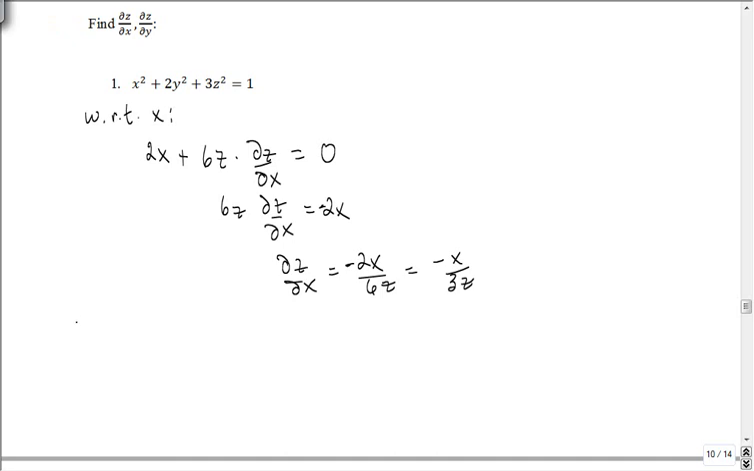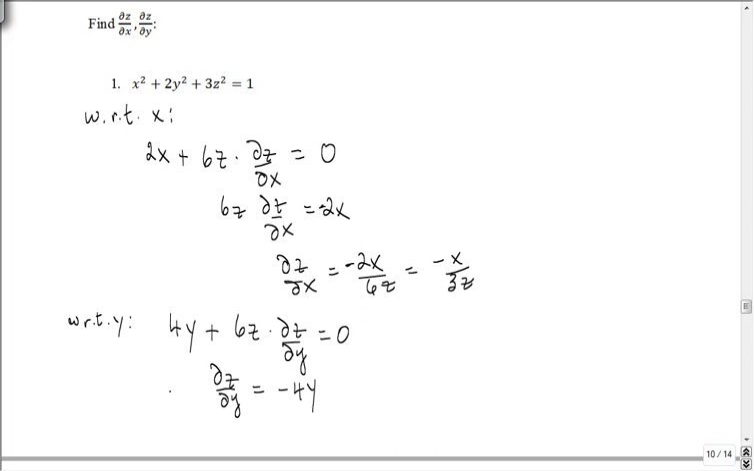With respect to y now, let's do the same thing. Partially differentiate with respect to y. The first term, the partial derivative is 0. The next term is 4y. The next term is 6z times partial of z with respect to y, and this is 0. So partial z with respect to y is minus 4y.